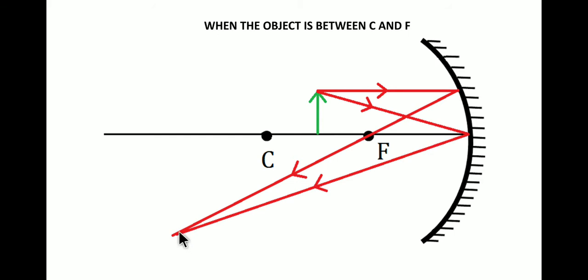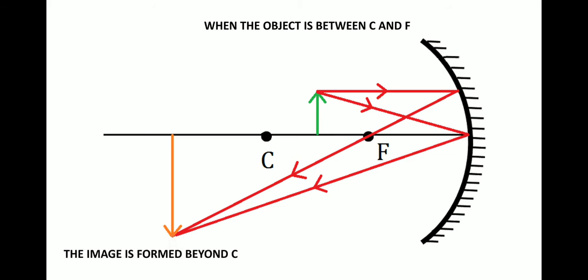So the image will be formed over here, and look at the image size, it's quite big. It is inverted, but it's quite big and it is real. So the image is formed beyond the center of curvature. Beyond means far away from here, beyond the center of curvature, and it will be real, inverted and magnified. Magnified means the image will be larger than the object.